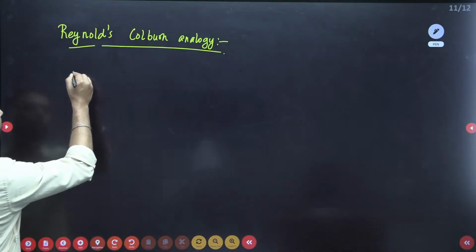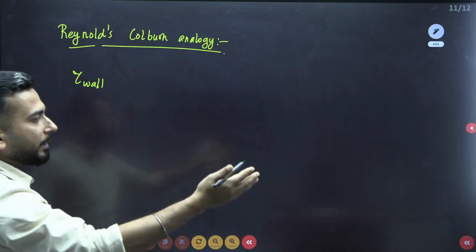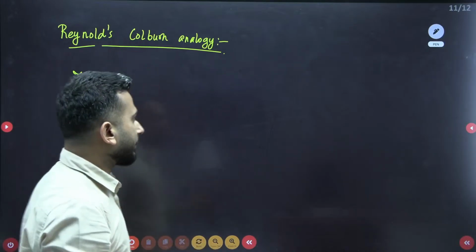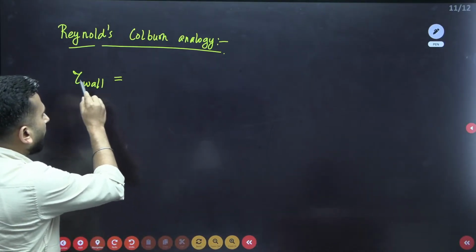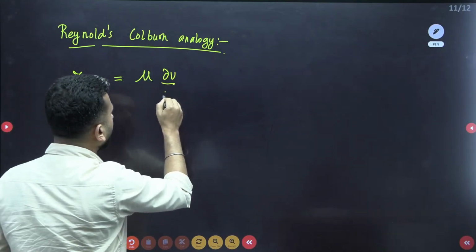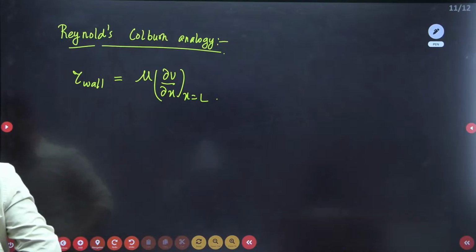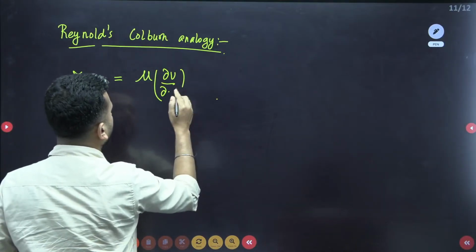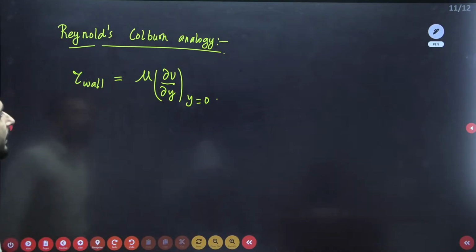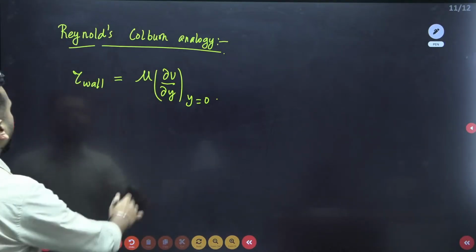So my dear friends, you know from your concept of fluid mechanics that when fluid is flowing, the no slip condition takes place, and the velocity boundary layer is developed. So tau at the wall, that means shear stress at the wall, I can write as mu del u by del y at y is equal to 0. This is from Newton's law of viscosity.